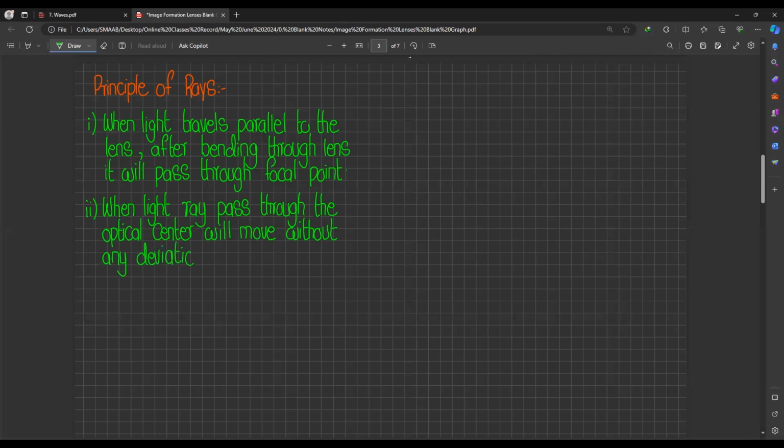So that is the second ray which we mark in the diagram. And the third possibility is when light ray travels through the focal point.